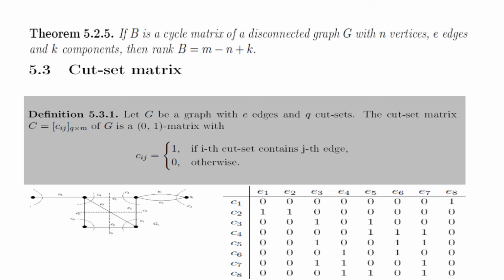C5 is given by E3, E6, E7. C6 is given by E4 and E6. C7 is given by E3, E4, E7. C8 is given by E4, E5, E7. So you can write the cut set matrix accordingly, according to the corresponding edges in each cut set.